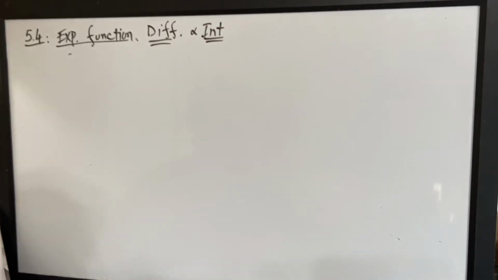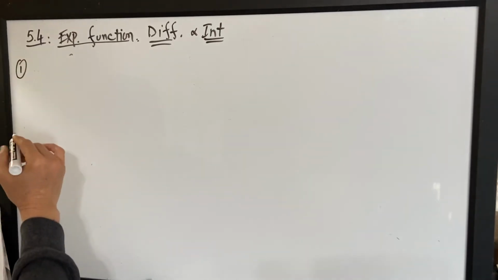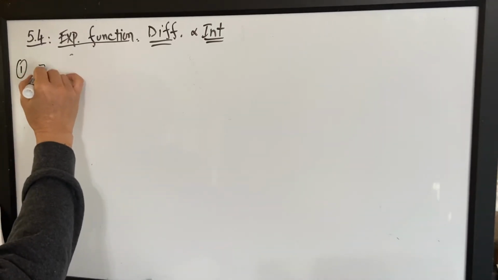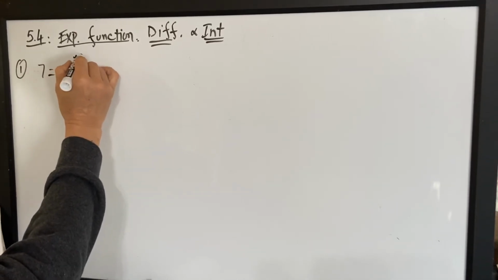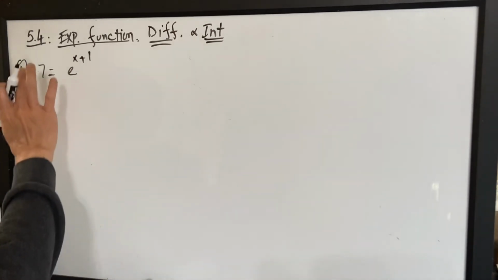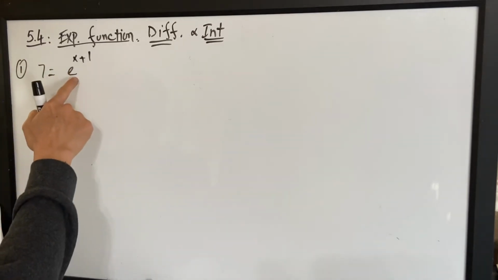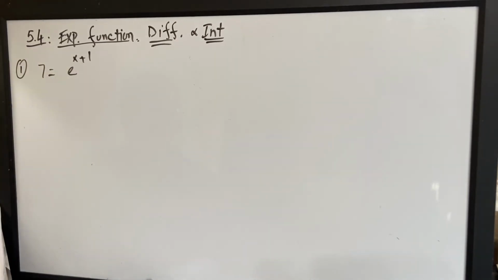Okay, here we go. Example 1. You have 7 equals e to the x plus 1. Remember, this is from your Algebra 2 or pre-calculus, the beginning semester of that. For some reason, you want to solve for x. And how do you do that?